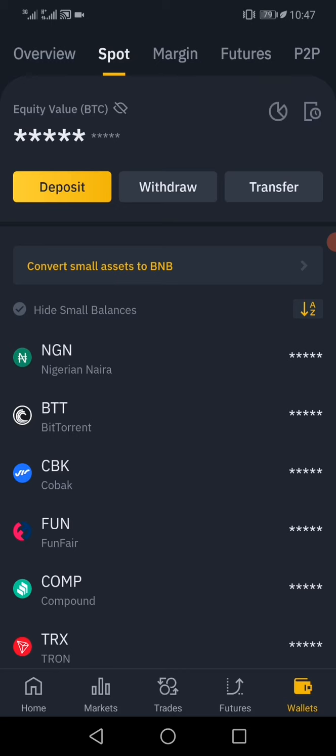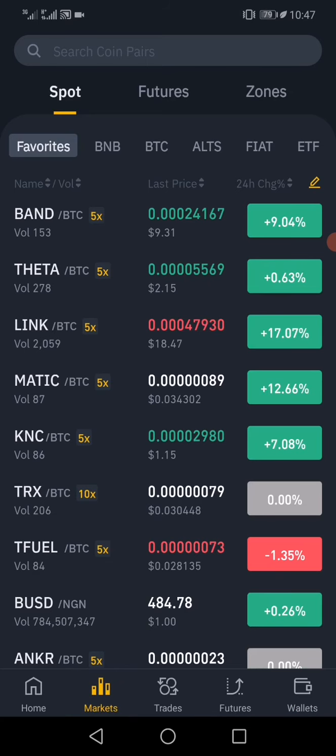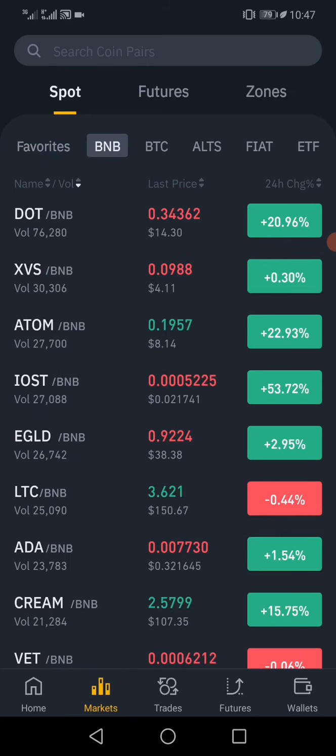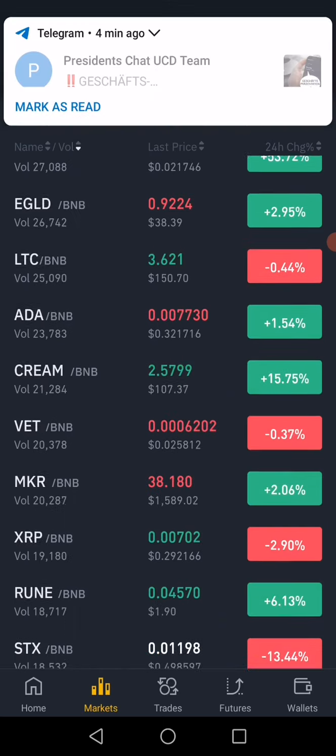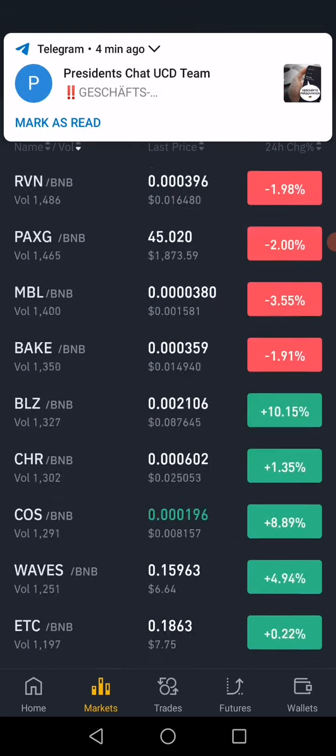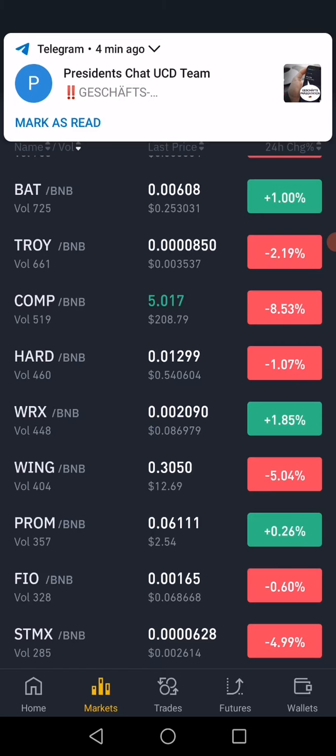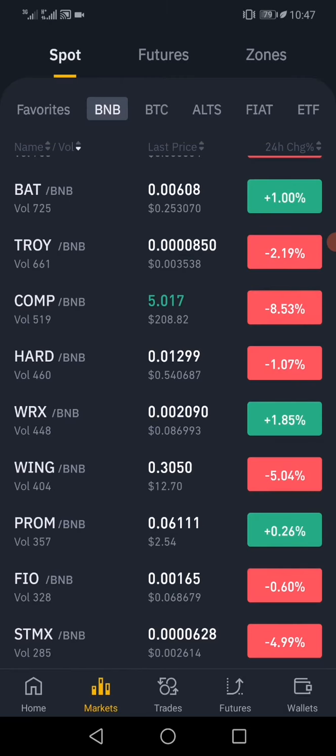Now, to make this easy to understand, I will go to the markets, which is the second tab on the bottom of your screen. So once you come to the markets, you'll find there are BNB pairs. All BNB pairs are coins that you can trade against the BNB. The BNB is the Binance coin, and it is the native currency of the Binance application.